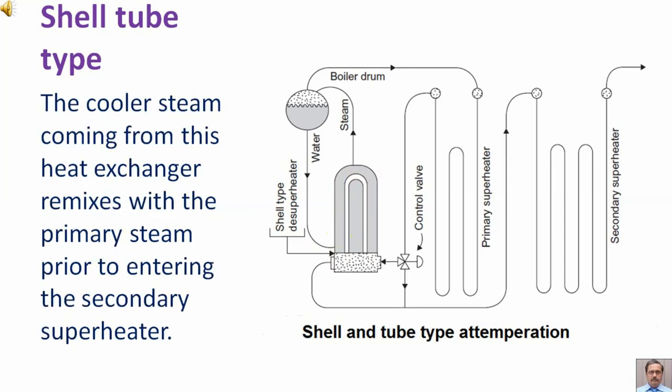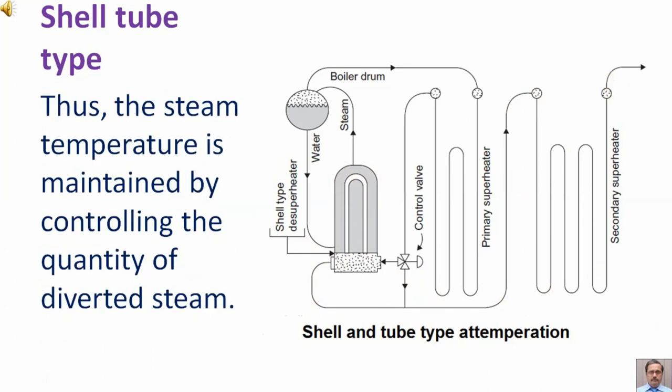The cooler steam coming from this heat exchanger remixes with the primary steam prior to entering the secondary superheater. Thus, the steam temperature is maintained by controlling the quantity of diverted steam.